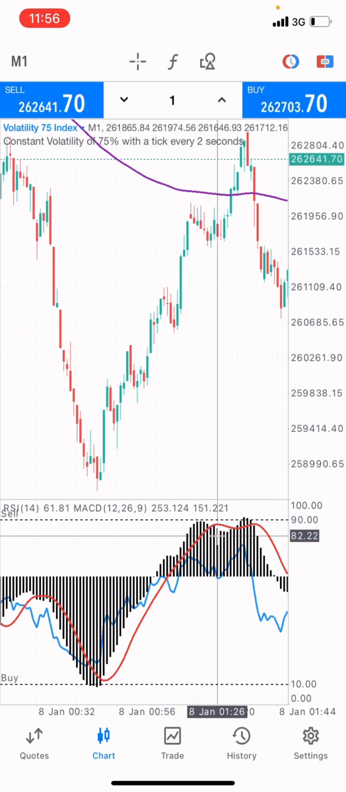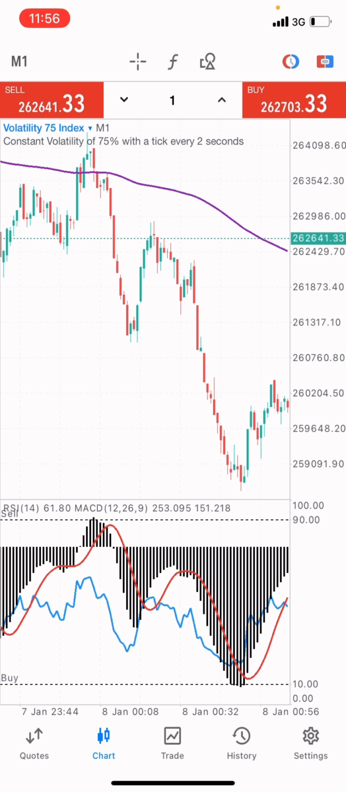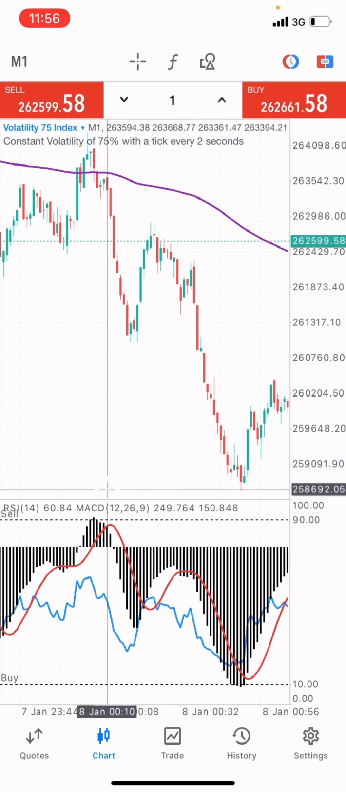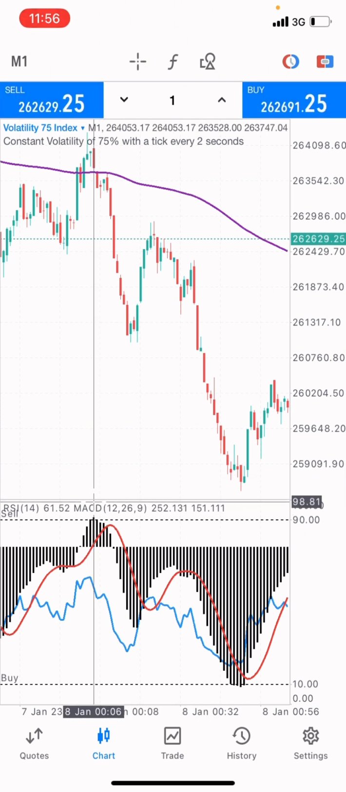Take a look at it. It's sold. Massive profits. Perfect entry, perfect opportunity. So this is a very good strategy for you to make profit trading the VIX 75 index. I believe after watching this video, you now understand how to use technical analysis, the RSI indicator and MACD indicator to trade perfectly on VIX 75.